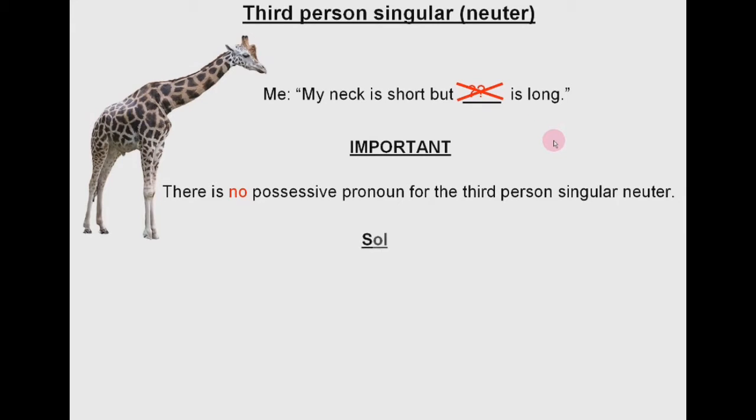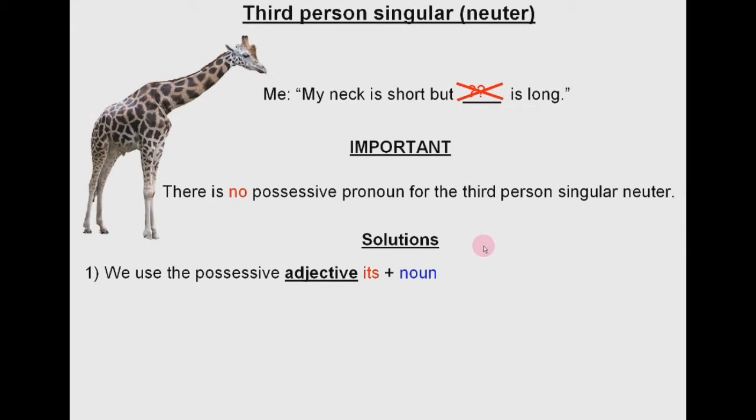So what is the solution? Well, we have two possible solutions. One, we use the possessive adjective its with a noun. For example, my neck is short, but its neck is long. So we are using the possessive adjective its with the noun neck. Unfortunately we are repeating the noun neck, but there is no real other solution.